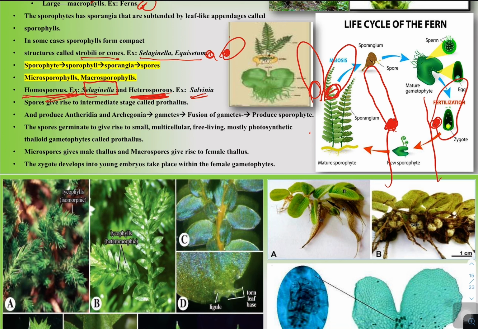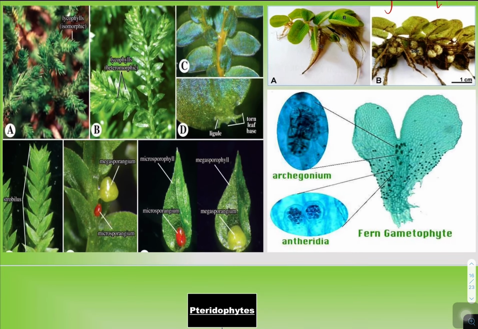Example for heterosporous is Selaginella. Example for homosporous is Selaginella, example for heterosporous is Salvinia. Spores give rise to an intermediate stage called prothallus. See, the spores give rise to prothallus.